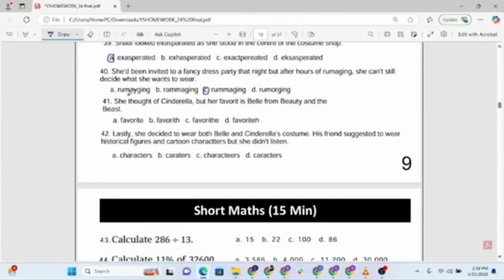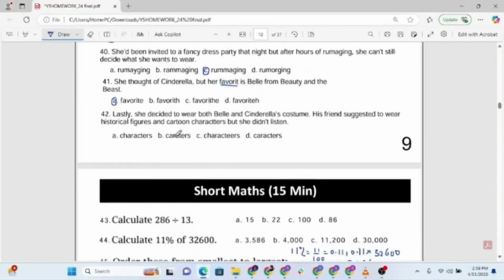Question 41. She thought of Cinderella, but her favorite is Belle from Beauty and the Beast. The correct answer is option A, favorite. Explanation. The correct spelling is F-A-V-O-R-I-T-E. The other options have extra letters or are missing letters.